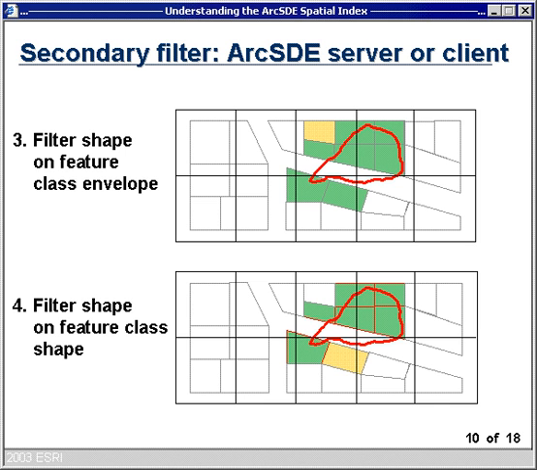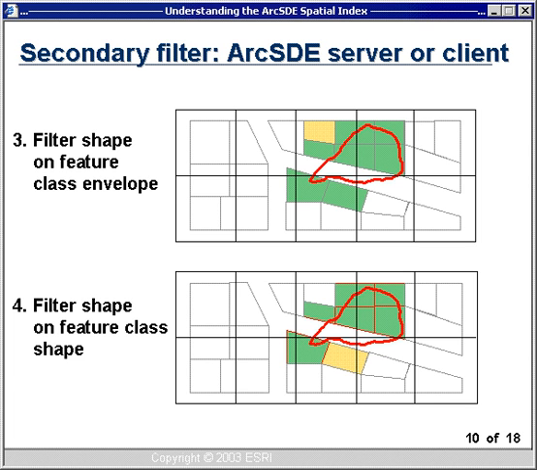So just to recap, we have 4 stages of elimination. We've got the grid tile on grid tile and the envelope on envelope, which are dealt with at the database level. That's a series of queries that take place against the spatial index table. The results of those 2 queries are passed on to the ArcSDE server or to the Direct Connect client, and they filter out shape on envelope and shape on shape parts of the query.